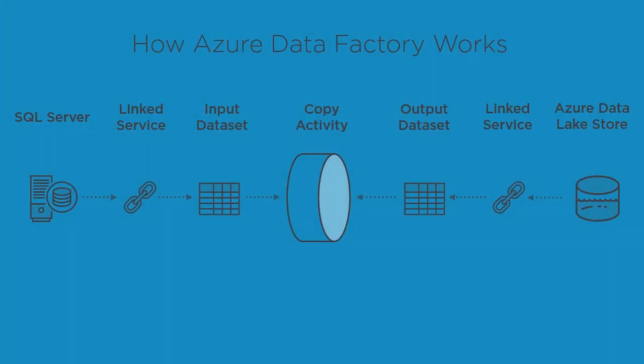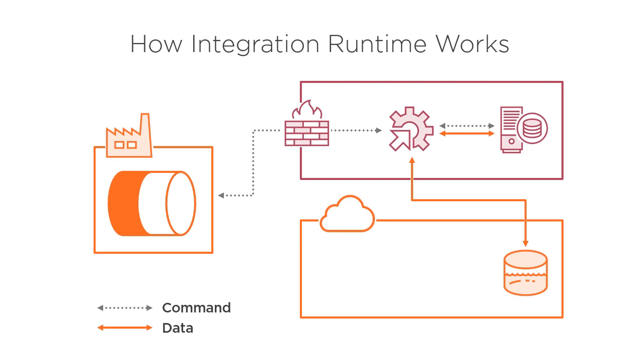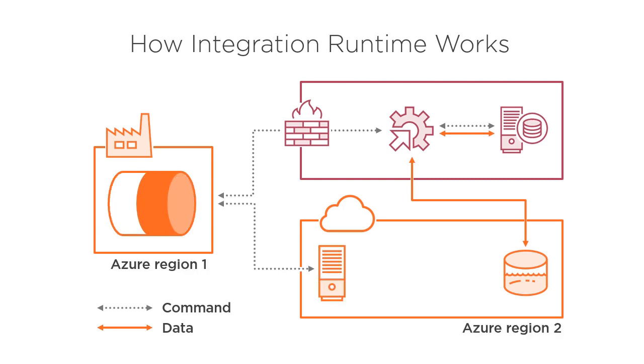If you're wondering where the self-hosted IR is defined, it is defined in the linked service that connects to the SQL Server. So in this case, the self-hosted integration runtime performs the copy activity. Once the data is copied, the second activity begins and Data Factory sends a command to the Azure Integration Runtime this time, which then dispatches the activity to Data Lake Analytics to transform the data and store it in Data Lake Store. Note that your Data Factory instance and the Azure Integration Runtime can be in different regions. The integration runtime is usually closer to the data source.